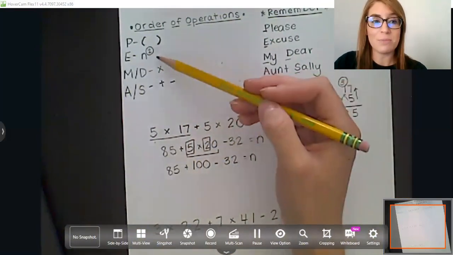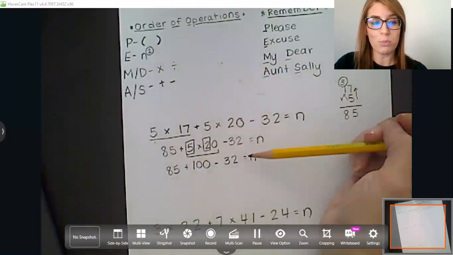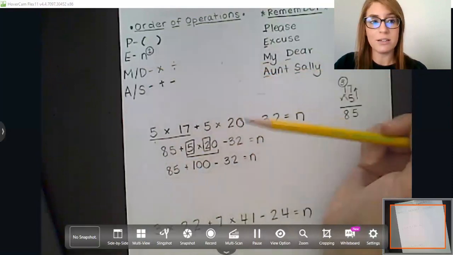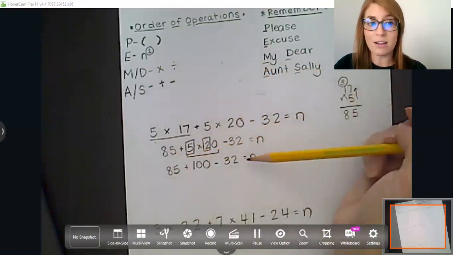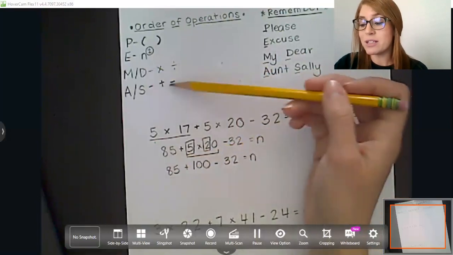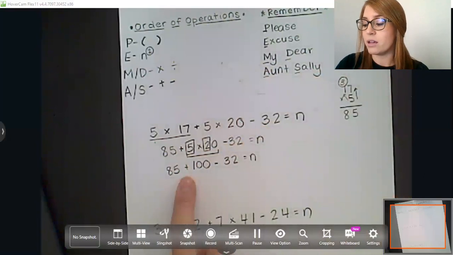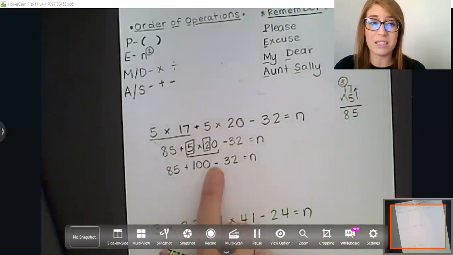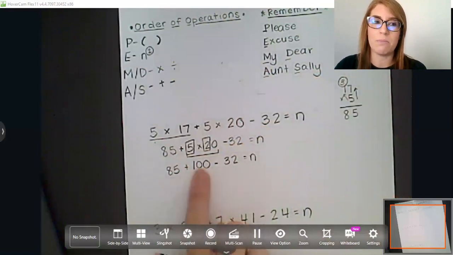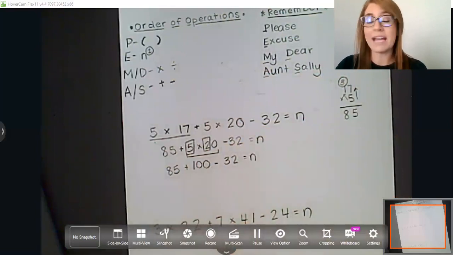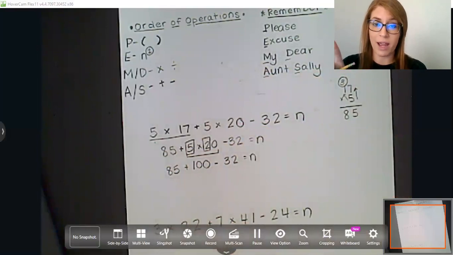Any parentheses or exponents? Nope. Any more multiplication or division? Nope, we knocked that all out. All right, so now we're just left with some adding and subtracting. Okay, so I've got both adding and subtracting, but what's my rule if I see both of them? Right, I've got to go with what I see first when I'm looking from left to right.